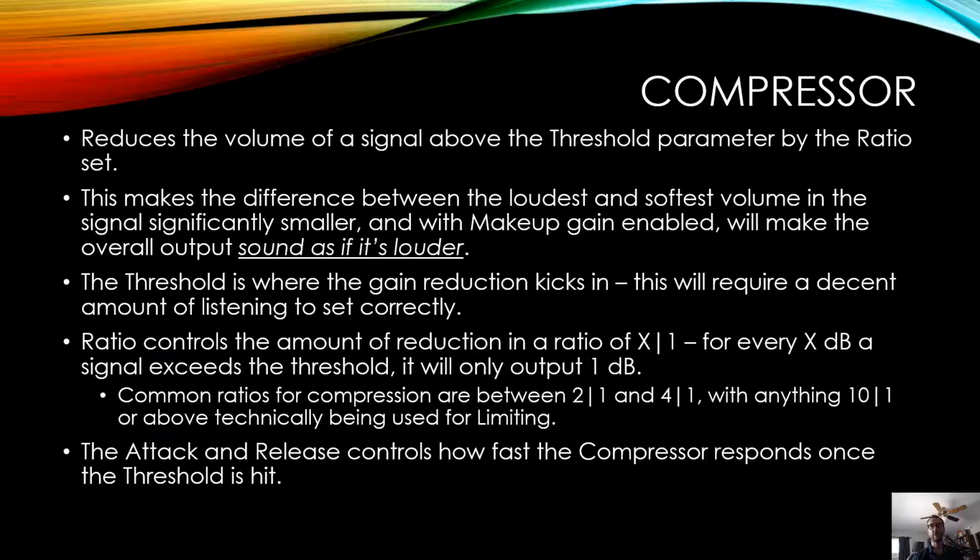Common compression ratios are typically something between 2-to-1 and 4-to-1, and anything of 10-to-1 or above is technically going to be limiting, which we'll talk about as well. The attack and release controls control how fast the compressor responds once it detects that that threshold has been hit.